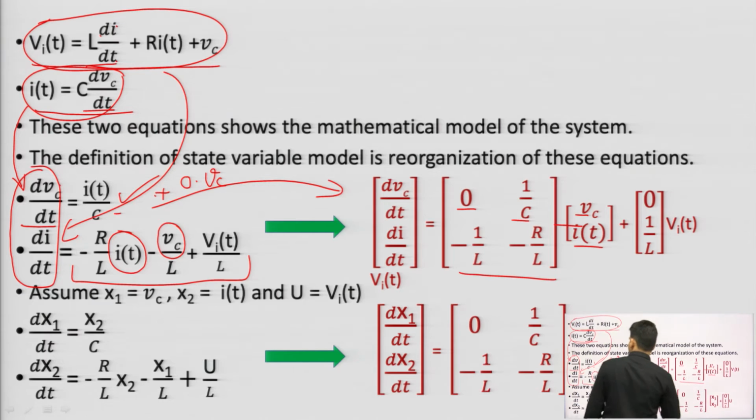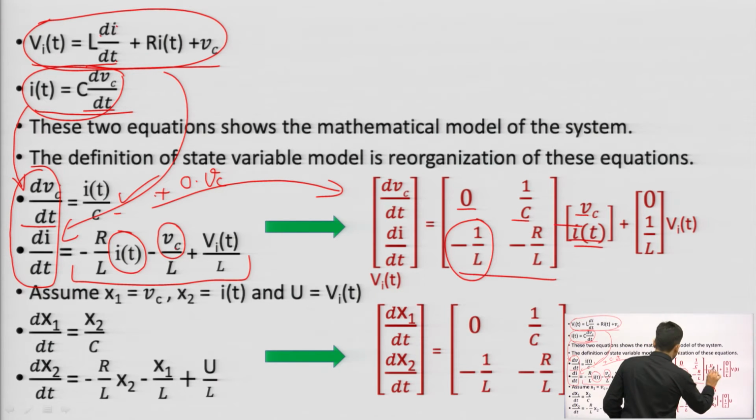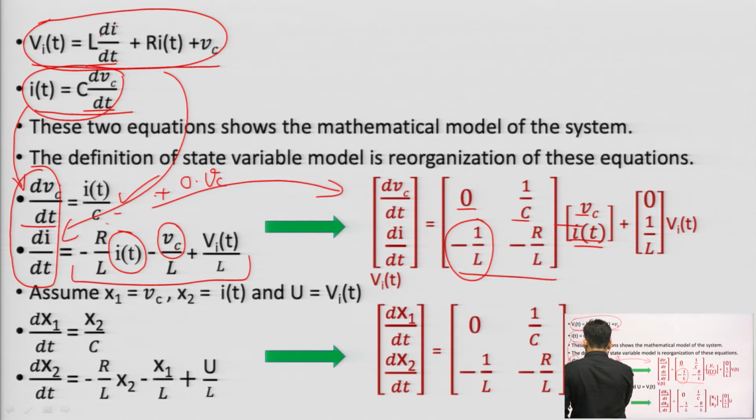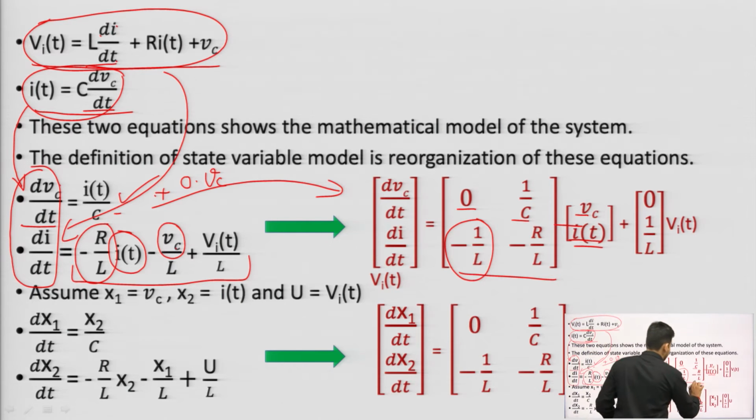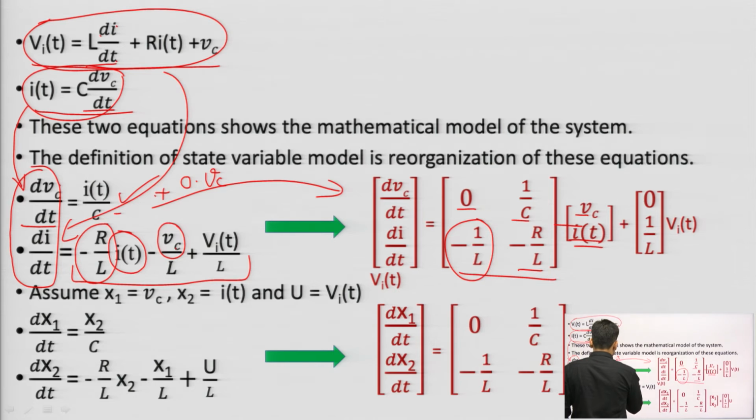Okay. In the same way, when we go for equation number 2, di over dt is given by this term, I t and Vc, both variables are present here. So, Vc and I t, the coefficient of Vc is minus 1 over L. So, I will put here minus 1 over L. Coefficient of I t, you can see it is minus R over L. So, I will put here minus R over L. Okay. And this one is the input. So, we will write separately.